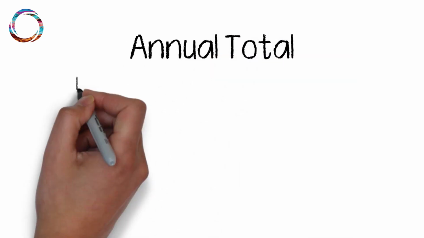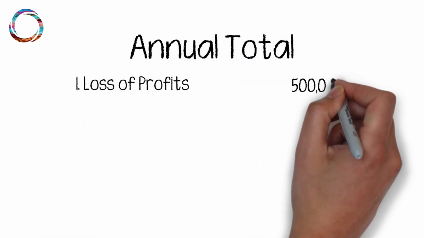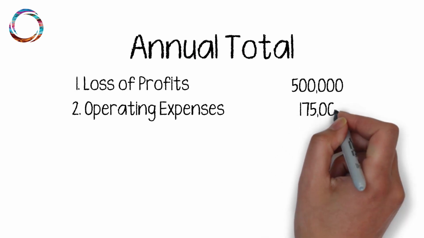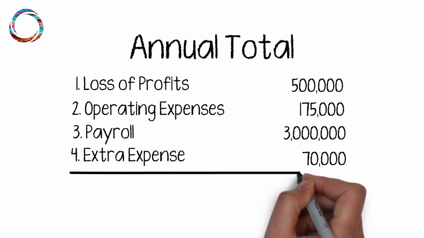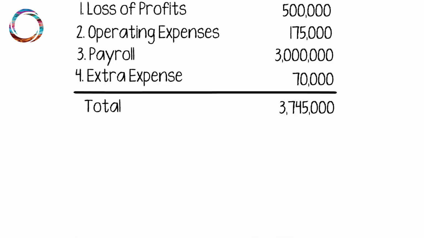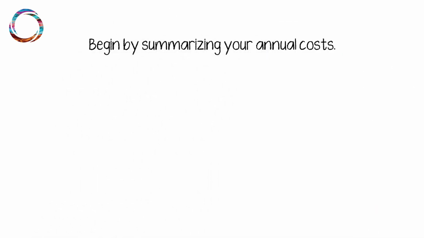The last step is to take our loss of profits over this period of time and add it to our operating expenses, our payroll continuation, and extra expense to come up with a total. When completing the worksheet, we recommend that you first start with taking a 1-year period, so that way you can work off your financial statements and come up with an annual value.